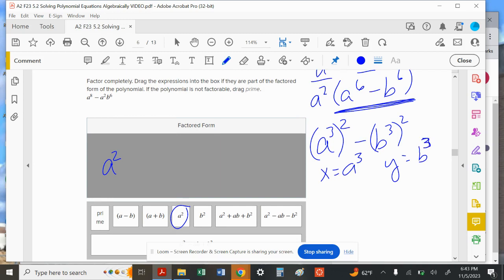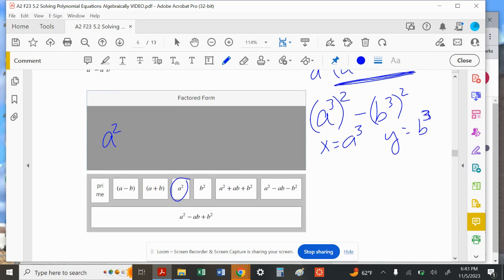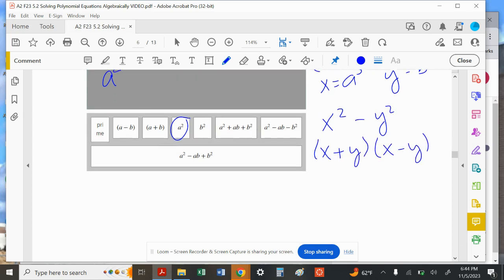Now I'm only doing it just to show you what happens. This is nothing special. It's not a requirement. I like to do this because it's easier, because then I get x squared minus y squared, because y is b to the 3rd, x is a to the 3rd, and you can factor this. That's x plus y times x minus y, because that's the difference of squares. And then we go back and resubstitute them in. If you remember, x is a cubed, y is b cubed. So we really have a cubed plus b cubed times a cubed minus b cubed.